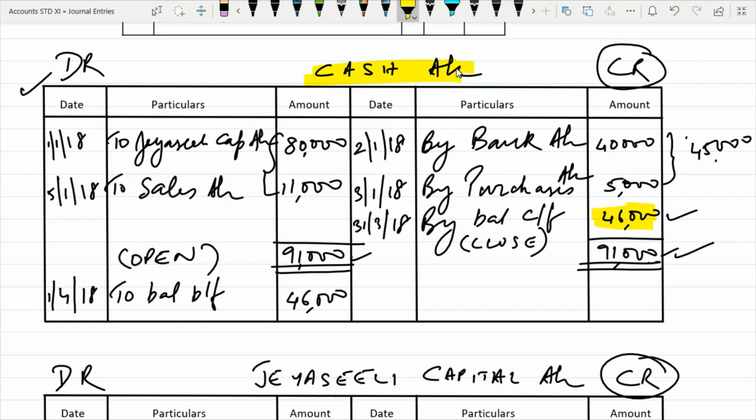So now if anyone asks you, this cash account of yours, is it having a debit balance or credit balance? You have to look at the opening balance. The opening balance is on the debit side, correct? So it is having, this cash ledger is having a debit balance of 46,000.